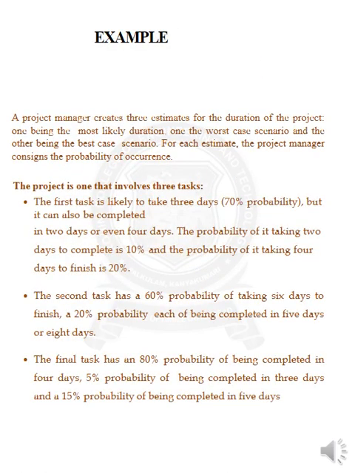So an example: the project manager creates 3 estimates for the duration of the project, one being the most likely duration, one the worst case scenario, the other the best case scenario. For each estimate, the project manager assigns the probability of occurrence. There is a 70% probability of completing in 4 days. The probability of taking 2 days is 10%, and 4 days to finish is 20%. So that's given. So the problem is given.